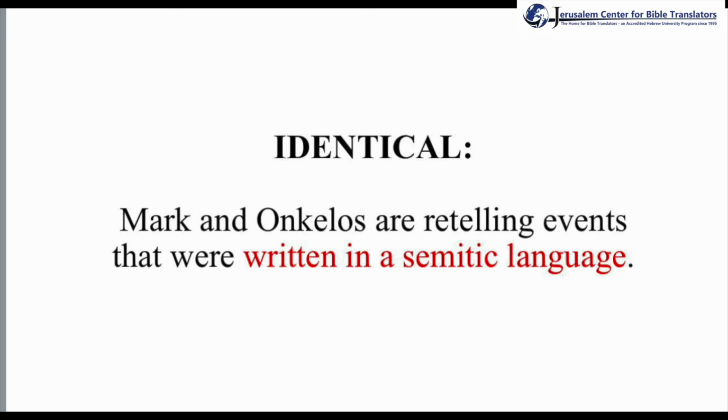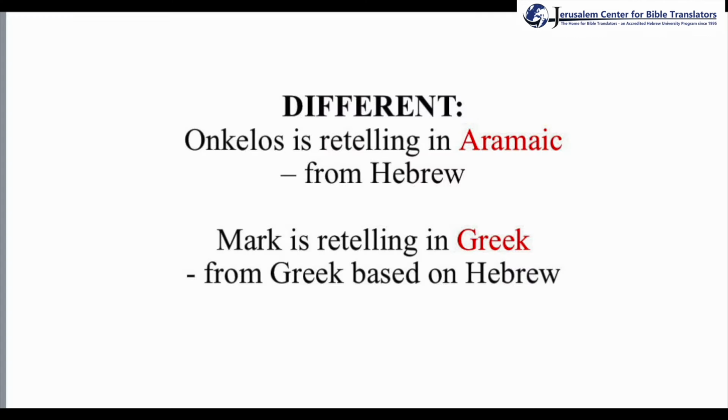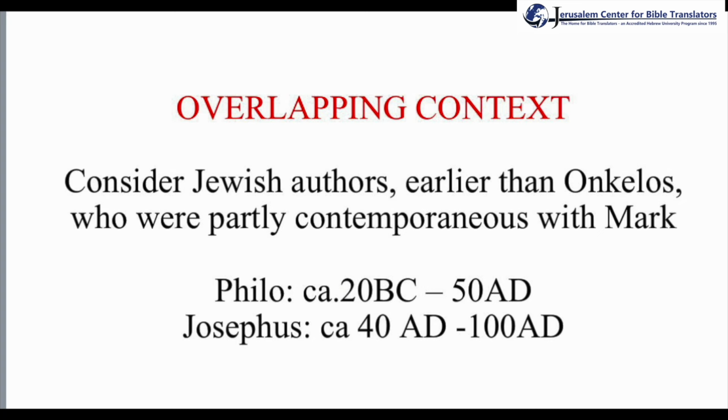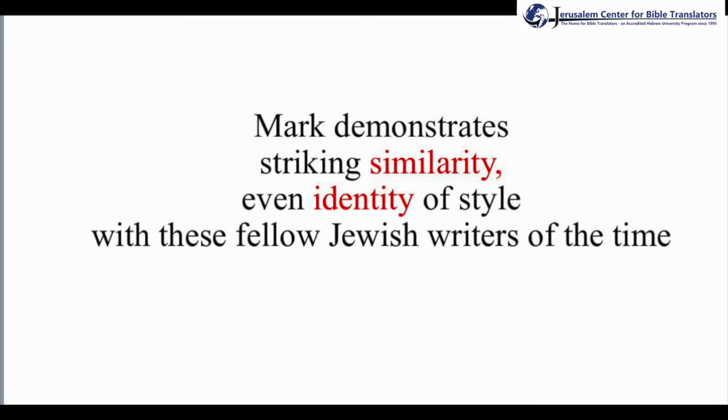Now, the point about them that's identical is that Mark and Onkelos are both retelling events that were written in a Semitic language. Why are they different? Because Onkelos is retelling in Aramaic a story that was in Hebrew, and Mark is retelling in Greek, but in a special Greek document that was based on Hebrew. So there's overlapping context when we consider these Jewish authors, and even others earlier than Onkelos who are partly contemporaneous with Mark himself. Philo, from 20 BC to 40 AD, and Josephus, from 40 AD to 100 AD. Mark demonstrates striking similarity, even in style of writing, with these fellow Jewish writers of the time.